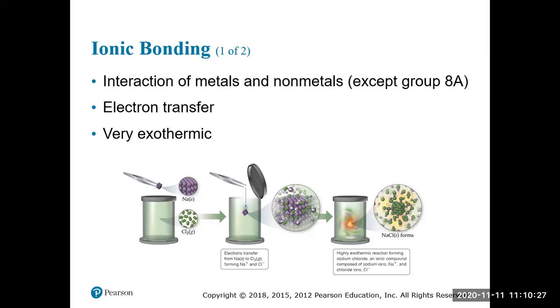This doesn't really apply to group 8A, that's the noble gases. Remember, we talked about the noble gases are fairly inert, so you don't get a lot of reactions involving those. So this electron transfer occurs between the metal atom and the non-metal atom. And this process tends to be very exothermic. Remember, exothermic means it's giving off heat, it's giving off energy.